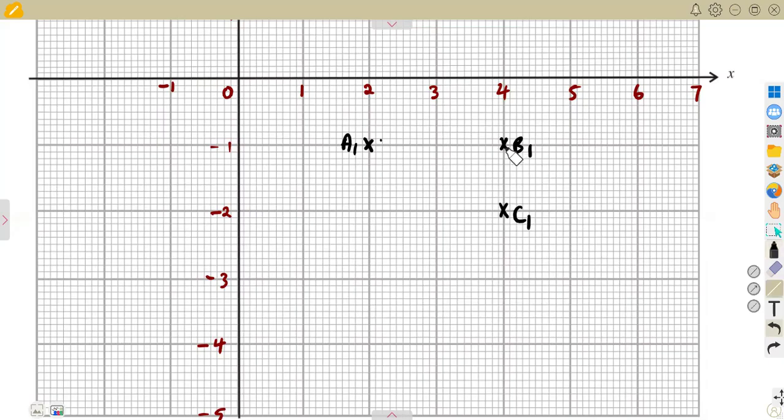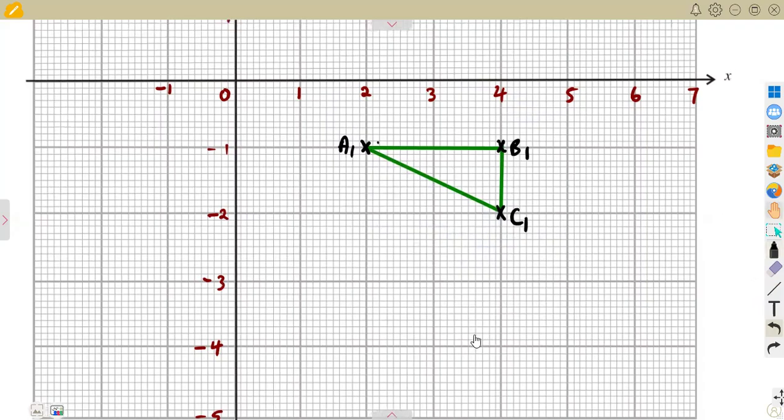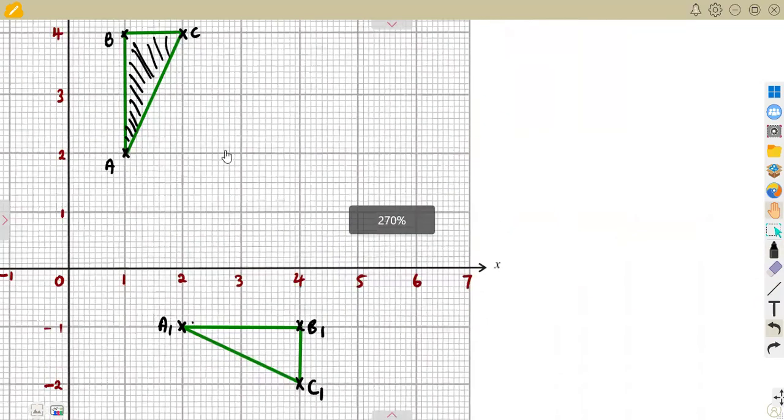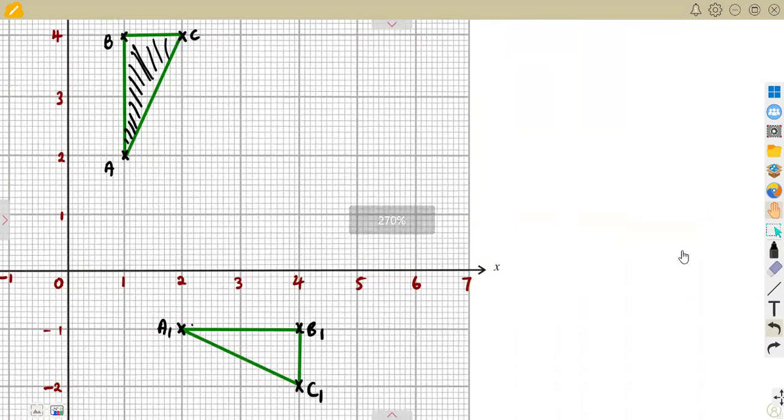Then you join just like the previous case. So this is going to be like this. You formulate your triangle A1, B1, C1. This is what you have: A, B, C, and A1, B1, C1. Then the question is asking you to describe now.